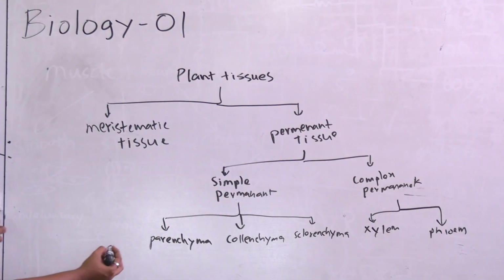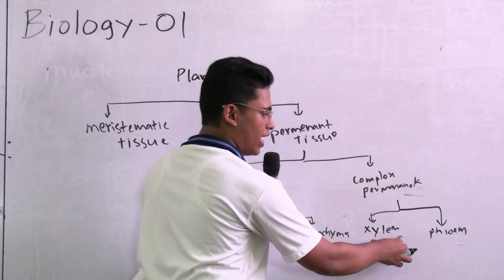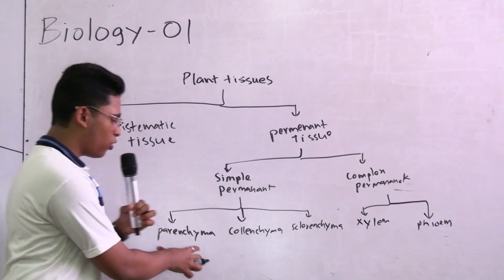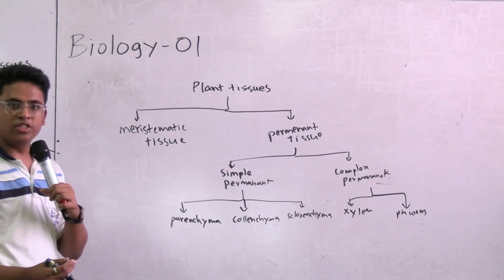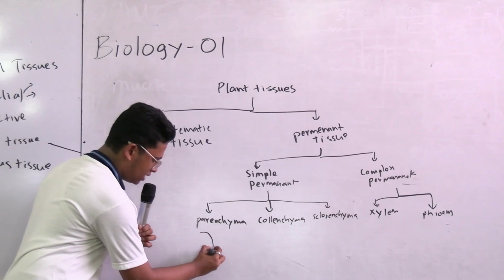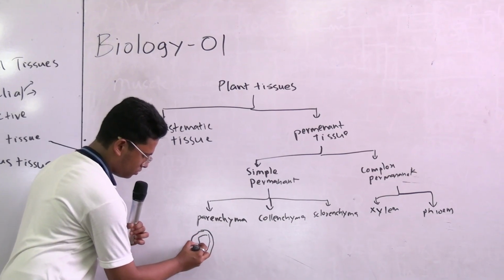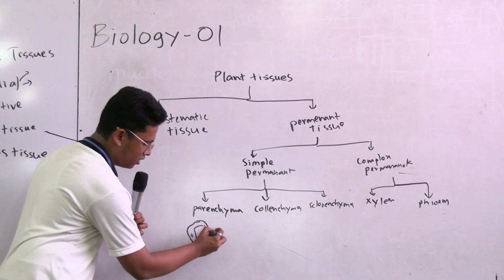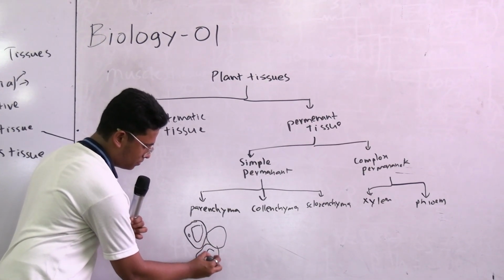So now these two are very complex. They will have different types of tissues within them, but we can draw small diagrams for these three types of tissues because each of them consists of only one type of cell. So parenchyma you can easily draw. They are large cells with a large central vacuole, a nucleus, and they have what? The key feature is they have intercellular spaces.